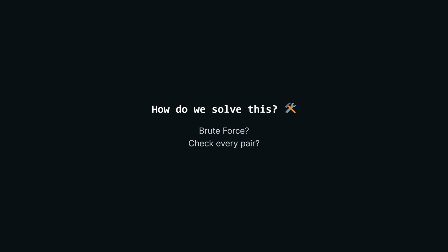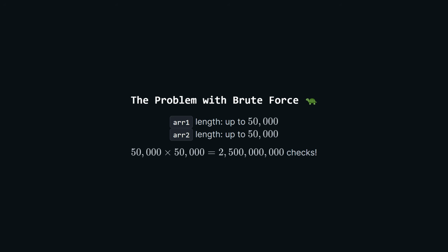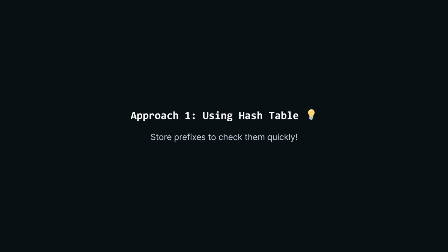So how do we actually find this without taking forever? The brute force way would be to check every single number in the first list against every single number in the second list. But if we look at the constraints, these lists can have up to 50,000 items. Multiplying those together means over 2 billion checks. That will definitely time out on Leetcode. This brings us to approach number 1, using a hash table. Instead of comparing pairs directly, we can store things ahead of time to make checking super fast.